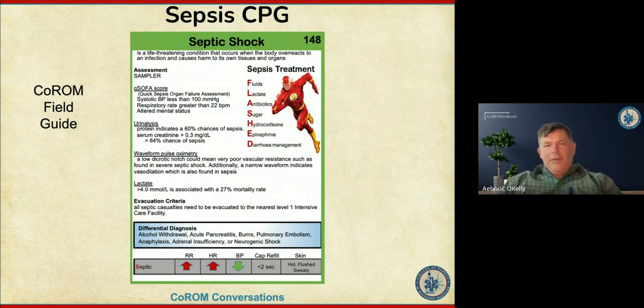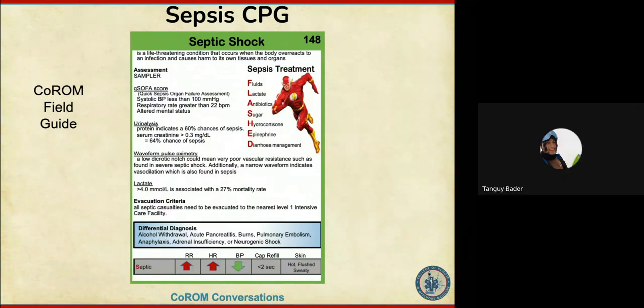And then the SAMPLER assessment is just making sure you find out the R's, where have they been, the R's recent travel. So just make sure that they haven't traveled somewhere silly. Why is hydrocodone on there?